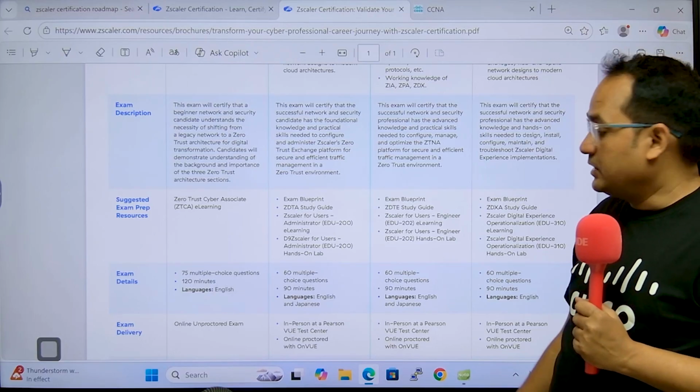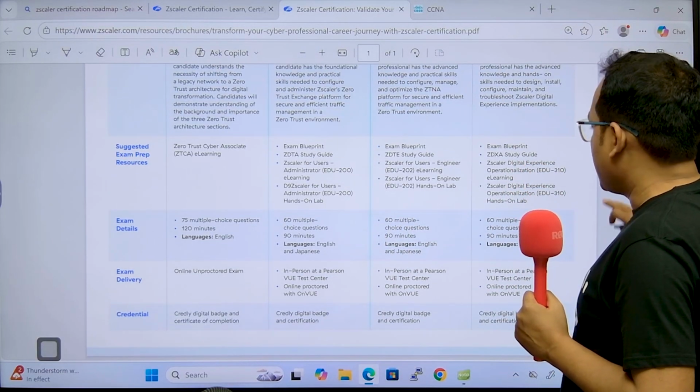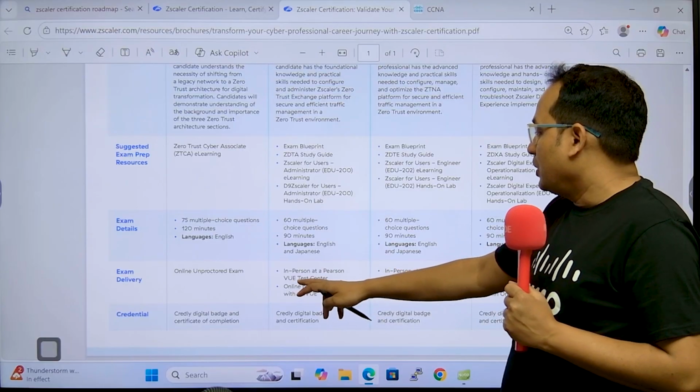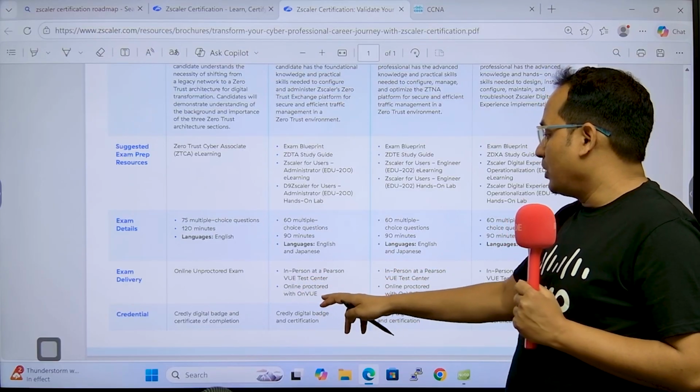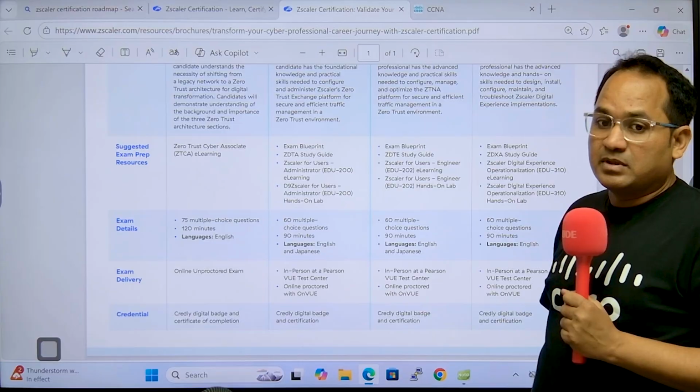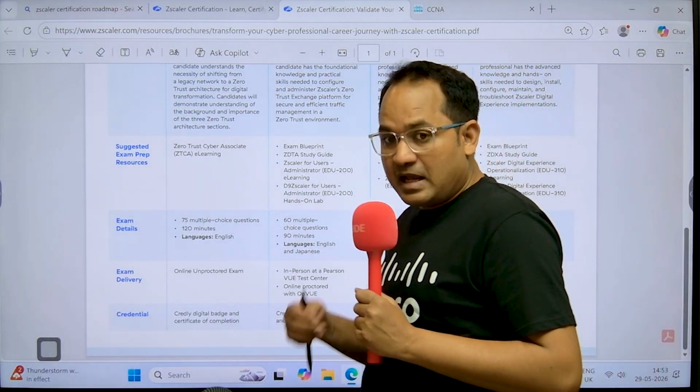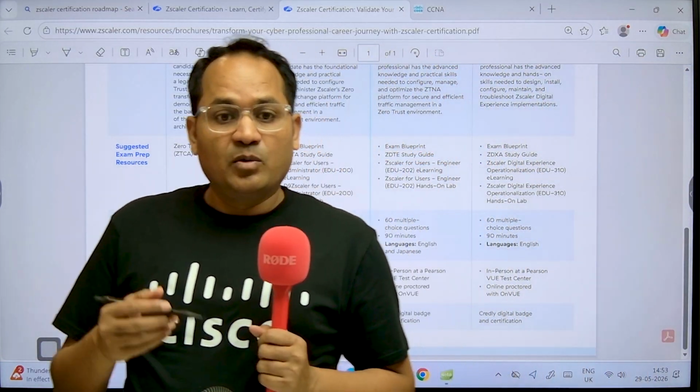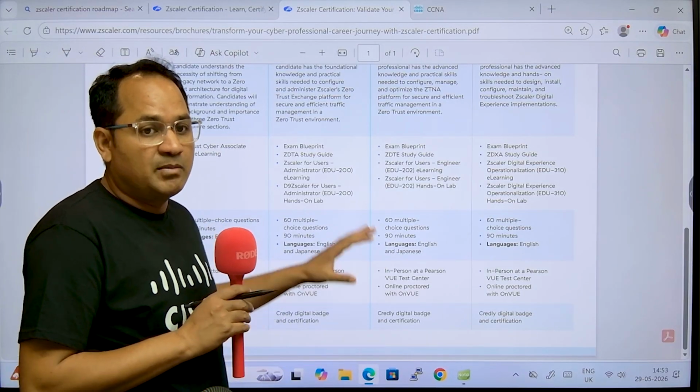English language or Japanese language. And you can book this exam now. This exam is available via the Pearson VUE test center and online proctored as well. You can give that. Earlier, when I gave the exam, I went to Mumbai live and gave both exams online through Zscaler only.